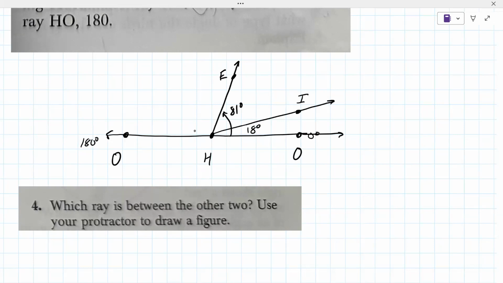Well, that means that HE is between the other two. HE is in the middle. Does that look okay to you?